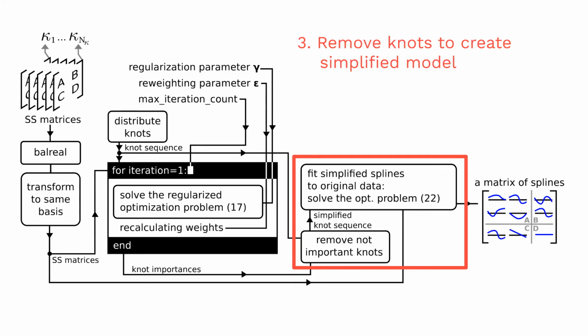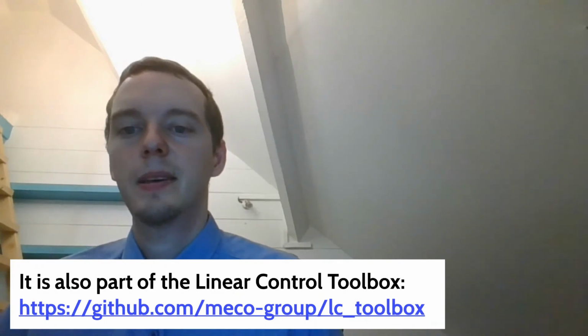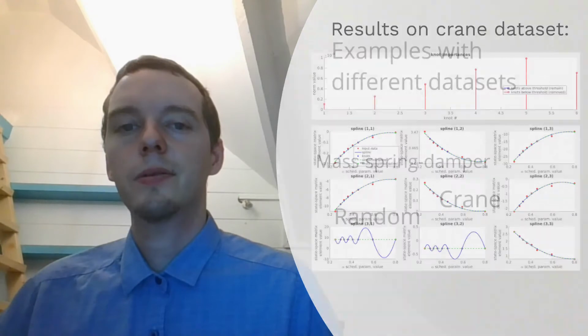simplified LPV model. Our contributions include an open source implementation of the ReSMILE available on GitHub. This code is also integrated with the LC toolbox. We provide different datasets for testing and also the corresponding example code. Let's take a look at the output of the ReSMILE for the crane dataset.